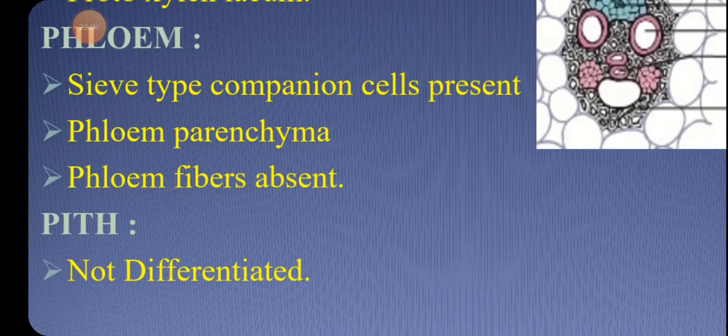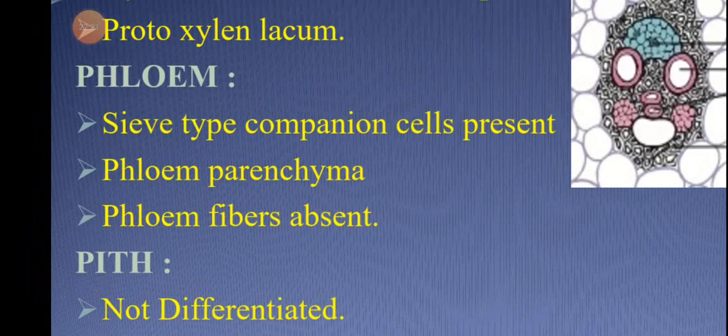Then pith. Here there is no pith. In a dicot, the central part is present freely, so many parenchymatous cells fill it, making the pith region. Here there is no free central region. All the vascular bundles are occupying the ground tissue, so there is no pith.